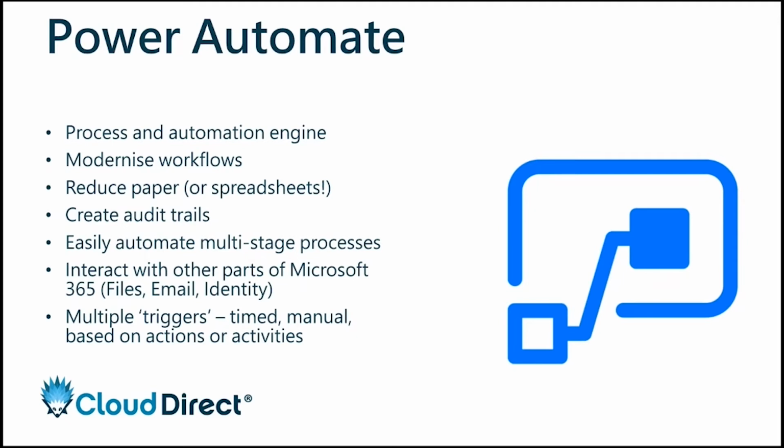So you can have processes that run on timed intervals that remind people to do things. You can have things that are manually started. They can be based on actions such as submissions of forms or indeed through Power Automate. And they can also be triggered by activities. So when an email arrives in a particular mailbox, there may be some action that needs to take place off the back of the receipt of that email.